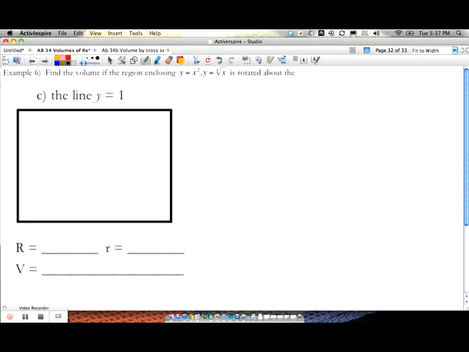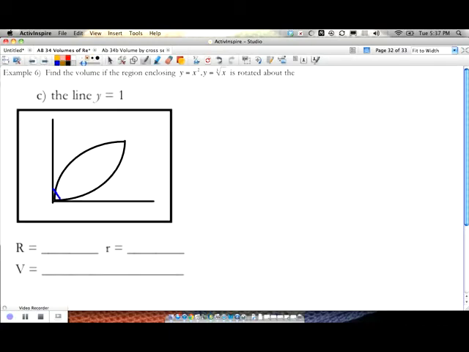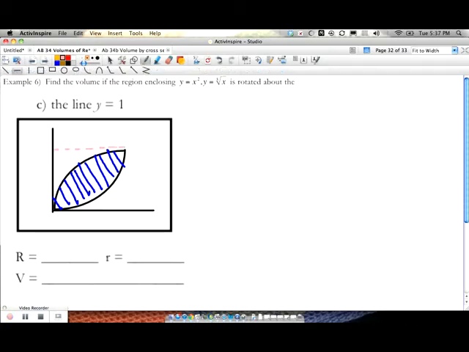Now we're going to rotate around the line y equals 1. So let's start out with our x and y axis, see what our picture looks like, and start asking ourselves the detailed questions that help us determine how to set it up. So we still have the same kind of shape, almost like a flower petal here. Still have that same blue shaded area on the inside. But now we're going to be rotating around this line y equals 1, which is here.